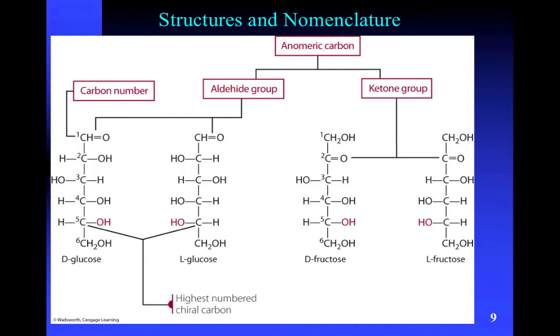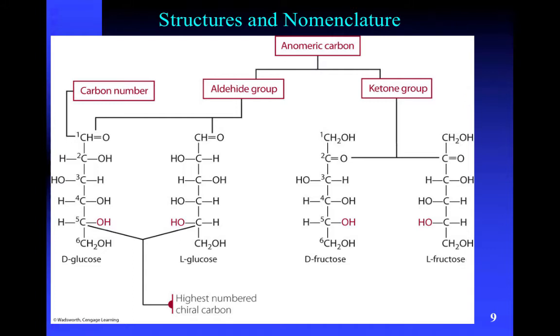The way that we determine whether it's an L or a D is based on the location of the hydroxyl group on the highest numbered chiral carbon. And you can see those hydroxyl groups are indicated by being in red. So let's review what a chiral carbon is. Remember, a chiral carbon is one that has 4 different or unique chemical groups attached. Remember, carbons have 4 covalent bonds. Oxygen will typically form 2 covalent bonds, and hydrogens will form 1.